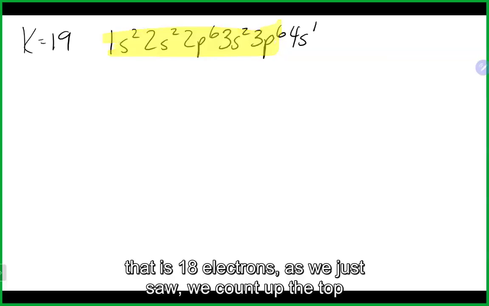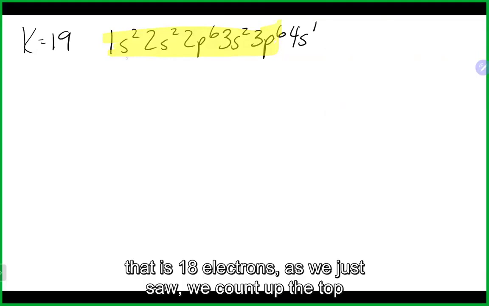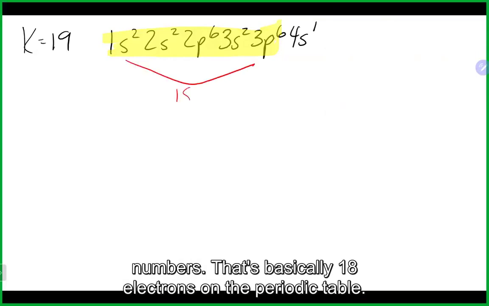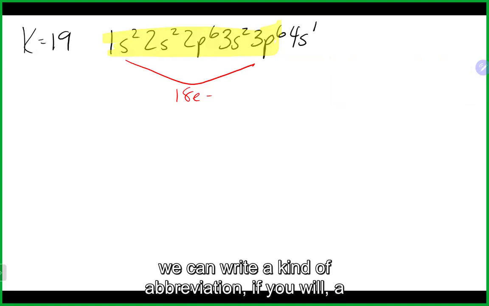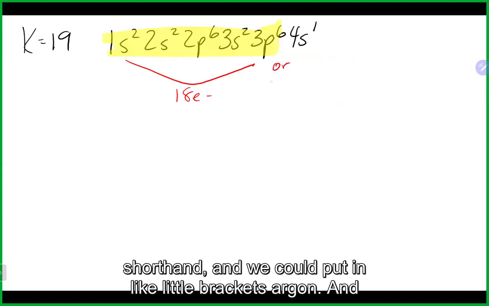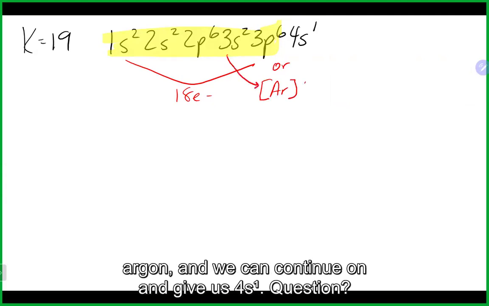that is 18 electrons, as we just saw. If we count up the top numbers, that's basically 18 electrons. On the periodic table, number 18 is the one we just did, which is argon, right? So we can write a kind of abbreviation, if you will, a shorthand, and we could put in little brackets argon. And what that basically indicates is the electron configuration for argon, and we can continue on and give us 4s1.